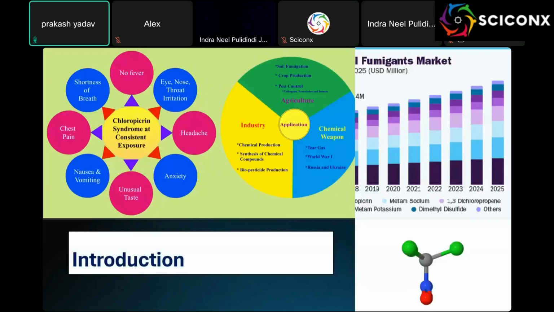And another is chloropicrin. Chloropicrin is also a usable material, and we use it in various applications such as agriculture, chemical vapors, and industry. In industry we use chloropicrin for chemical production, synthesis of chemical compounds, pesticide production, soil fumigation, crop production, and pest control, and also in chemical war agents like tear gas, worldwide. And in recent times, in the Russia and Ukraine war, they used chloropicrin gas.